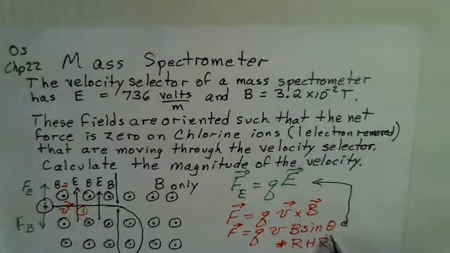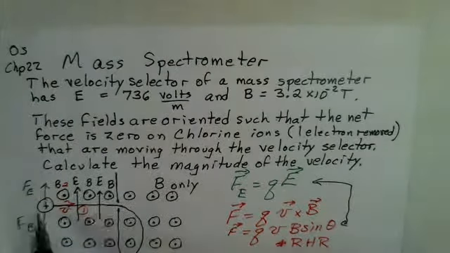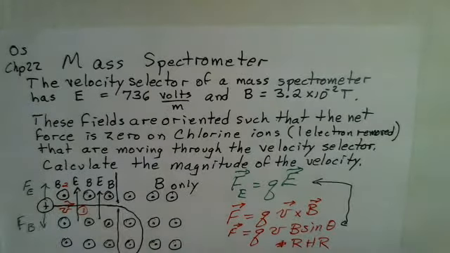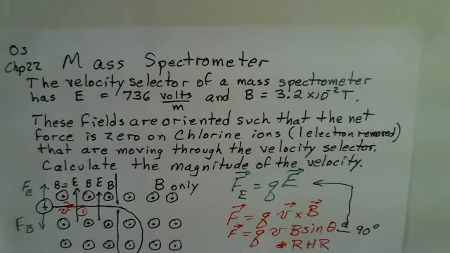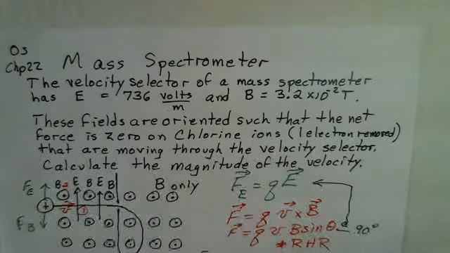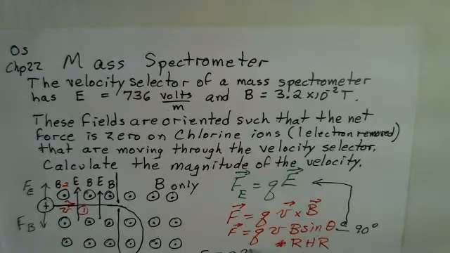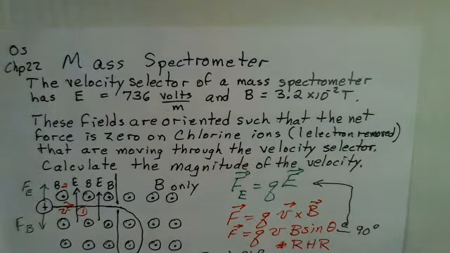Further, let's investigate the theta here. That's the angle between the velocity and the magnetic field. Velocity is in the page, magnetic field is coming straight out of the page. So we've got 90 degrees, and the sine theta will be 1. So we get, in terms of magnitude, the electric force, Q times E, is equal to the magnetic force, QVB, and the Q's cancel. It doesn't matter if it's been ionized one time or 2 times. For this one object, it'll have the same Q in both of these calculations.